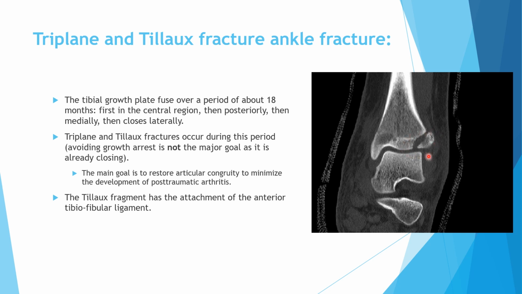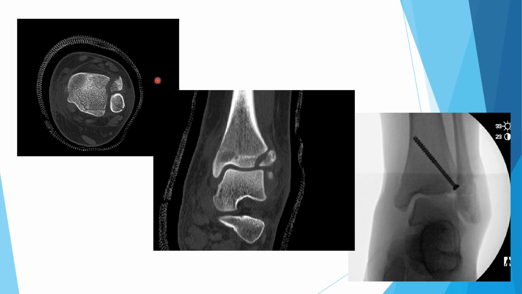Remember that Tillaux fragment, as in the adult, has the attachment of the anterior tibiofibular ligament. We can see here, this is the CT of the patient that we saw in the previous slide. Here is the Tillaux fragment. As we said, the growth starts central and then goes posterior and then medial and then lateral. So the lateral part is the last part to fuse, and you can get that here, the pediatric Tillaux.